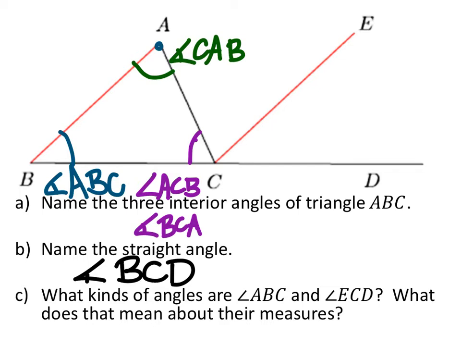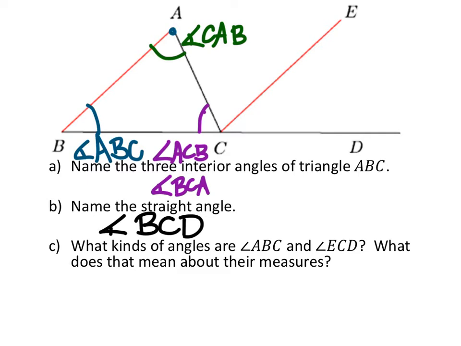Now part C. Part C, I'm going to read this. Pay close attention, all right? You guys need to ask if you have any questions about what it's asking. What kinds of angles are angle ABC and angle ECD? What does that mean about their measures? Take 1 minute with your partner and talk about those two angles and what that means about their measures. All right then. So here's the answer that we usually get, and let's identify these. I've got this blue angle, and then ECD would be this blue angle right here.